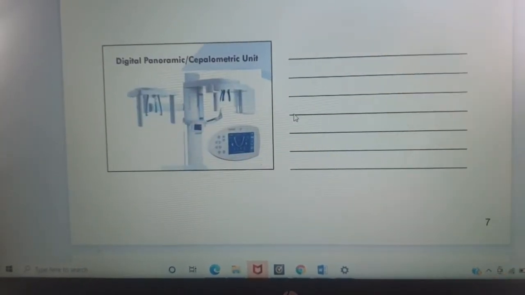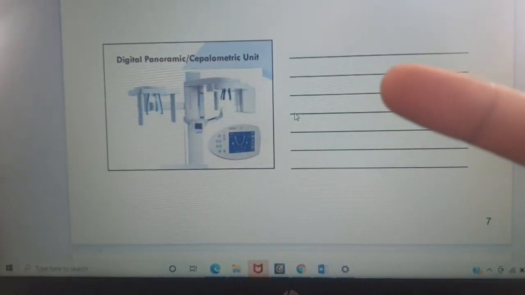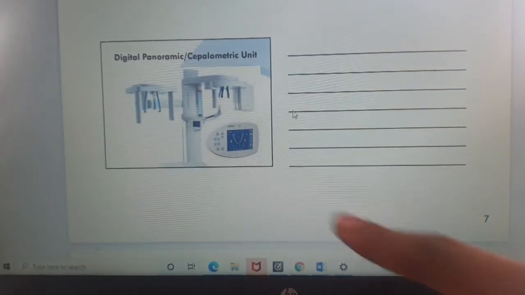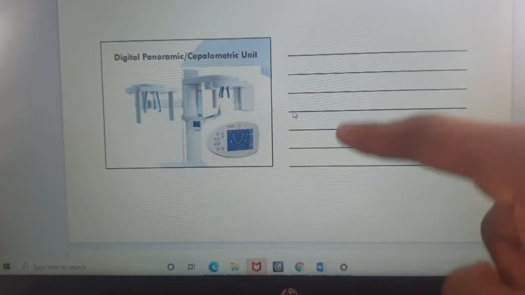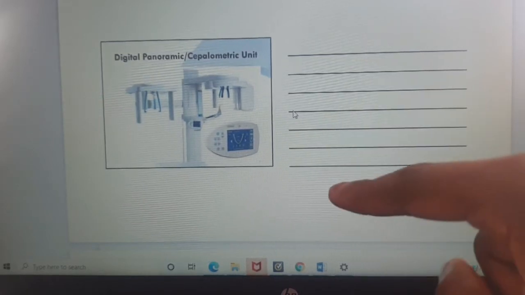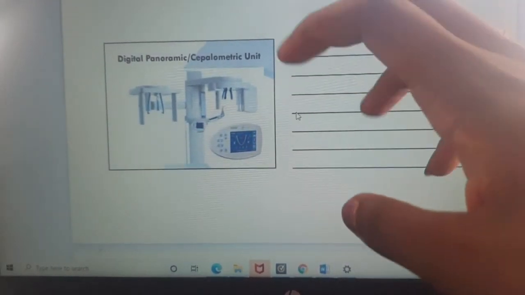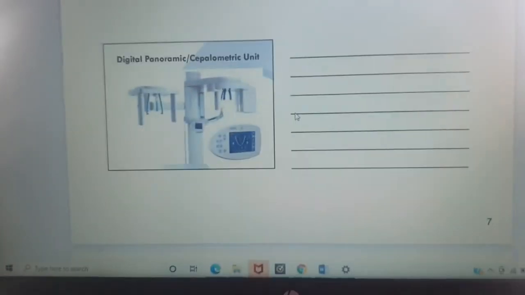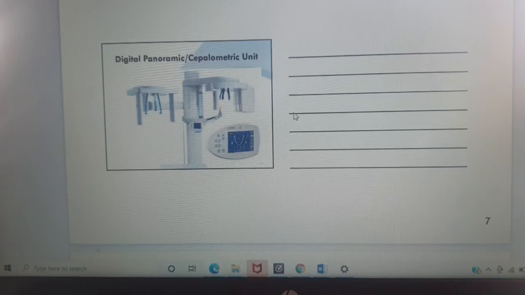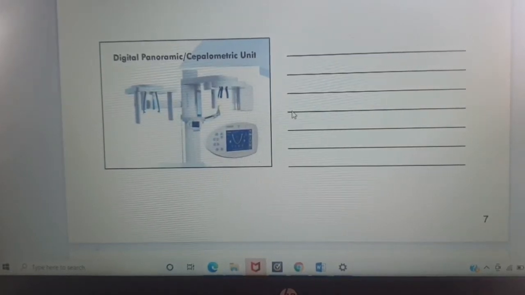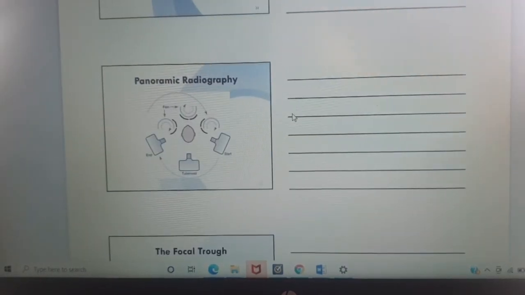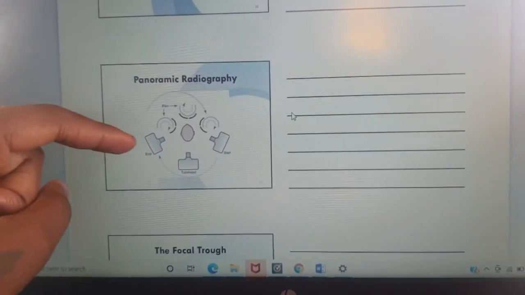So as you can see, the four basic components of a panoramic unit are still basically found even on the digital version of this equipment: the exposure controls, the head positioner, our X-ray tube head, and then from there the cassette holder. So nothing essentially changes. It's just that technology gets better, sharper, and has better resolution as the years go by.